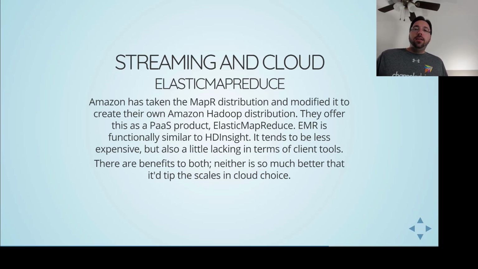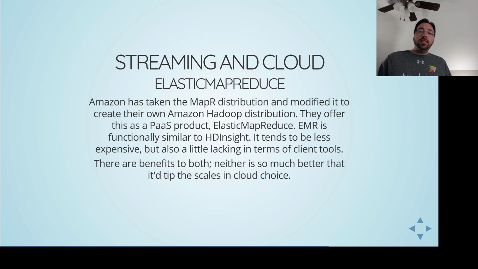On the other side, Amazon has Elastic MapReduce. Elastic MapReduce started from a MapR distribution, and I believe you can still select a MapR distribution, but Amazon has created their own distribution of Hadoop based off of MapR and then modified to do what they want it to do. They offer this up as their platform as a service product, and Elastic MapReduce is functionally similar to HDInsight. The mechanics behind how a developer works with it are a little bit different, but it's pretty similar.